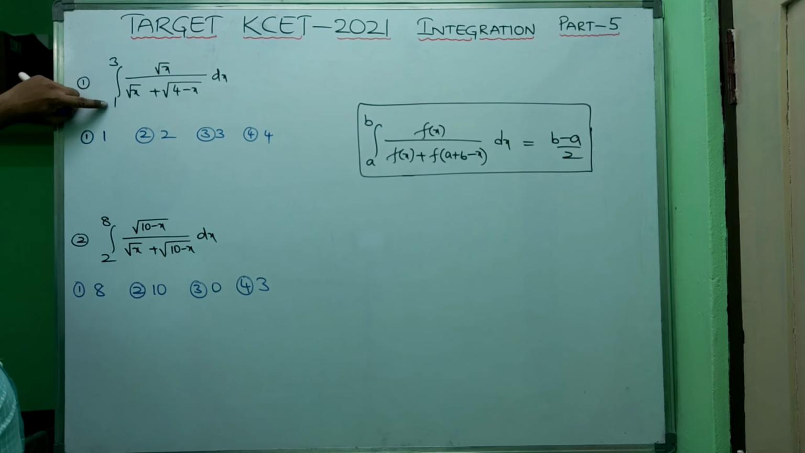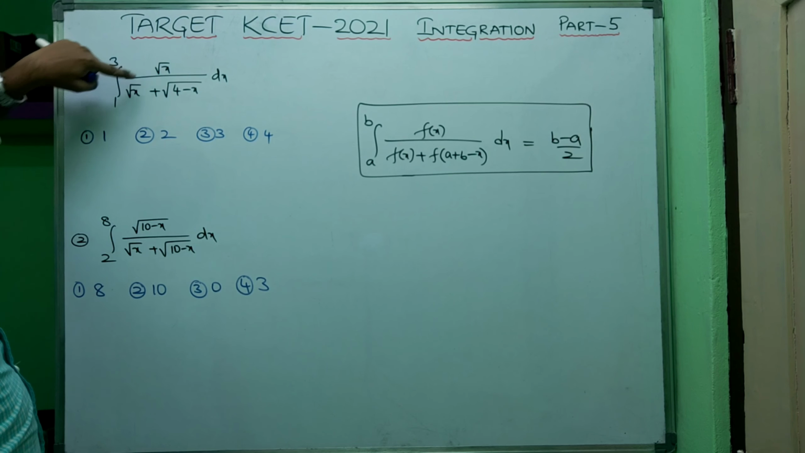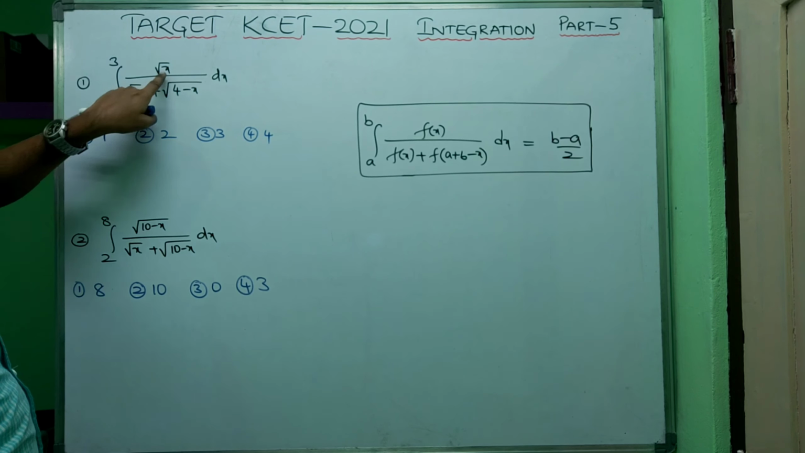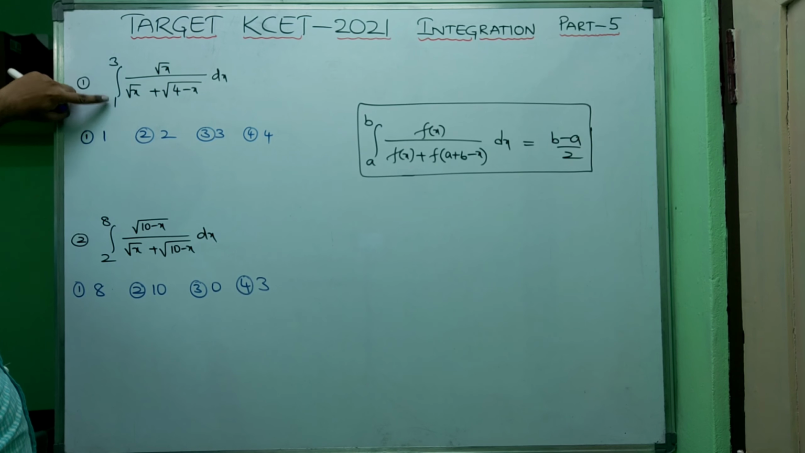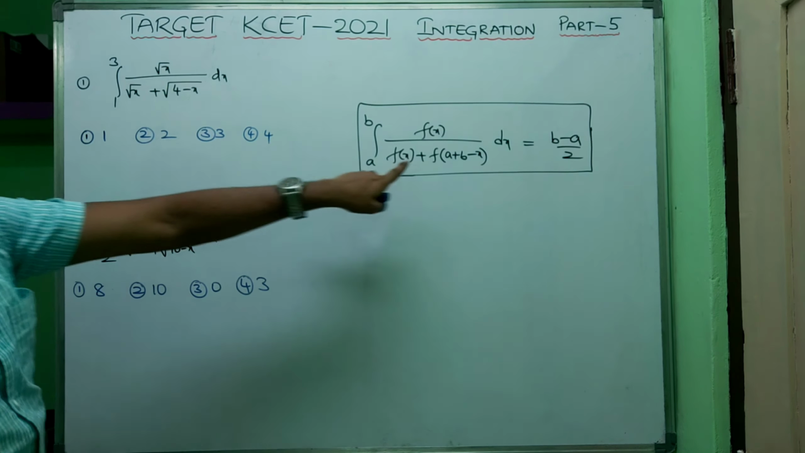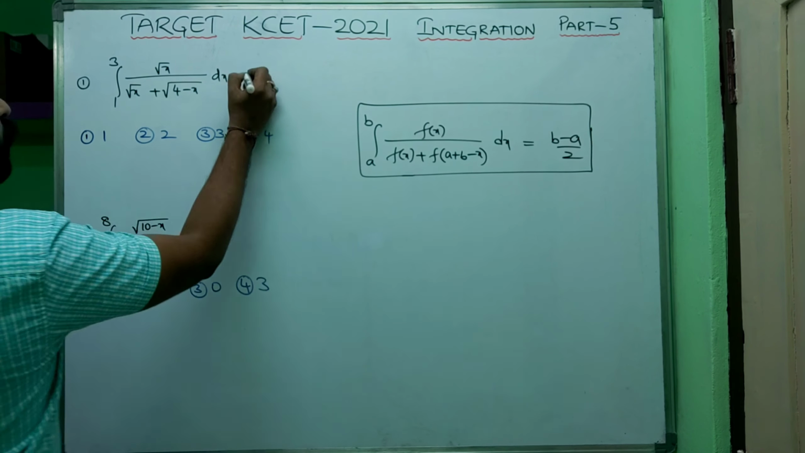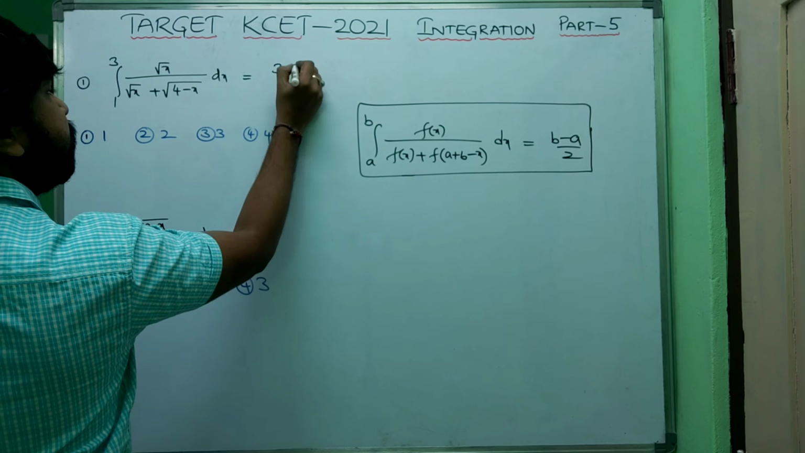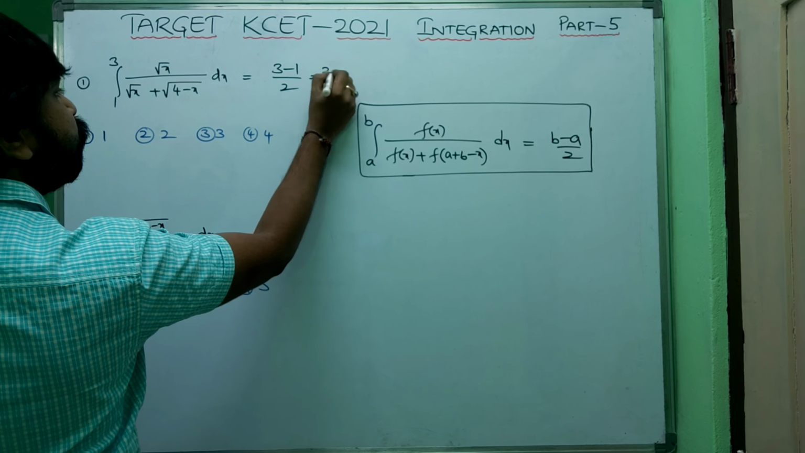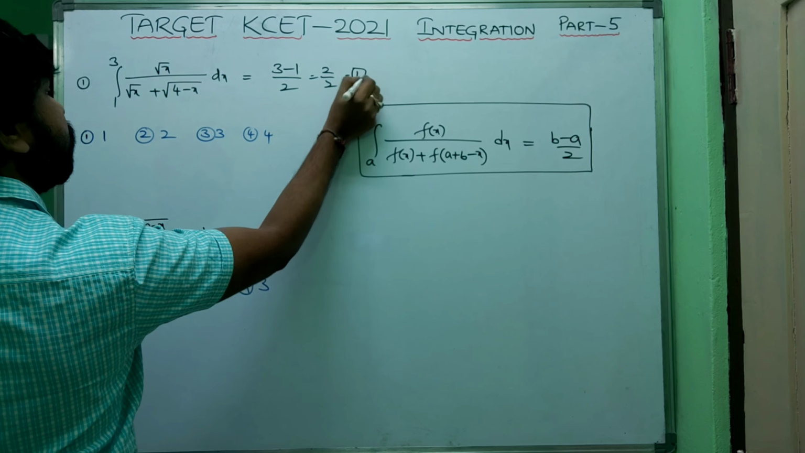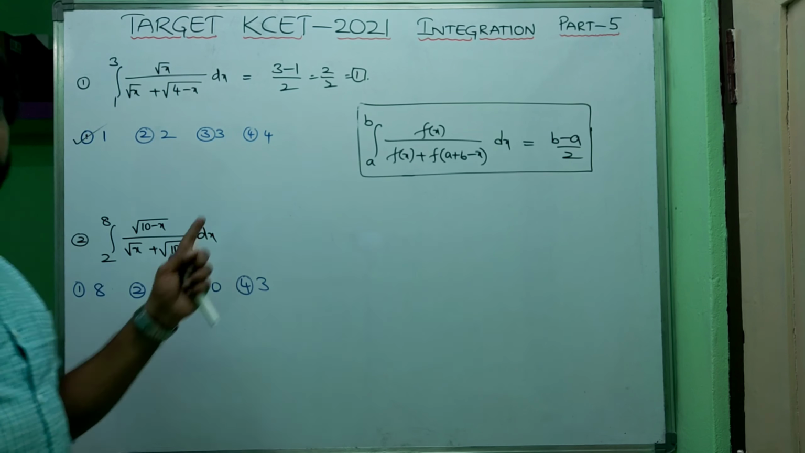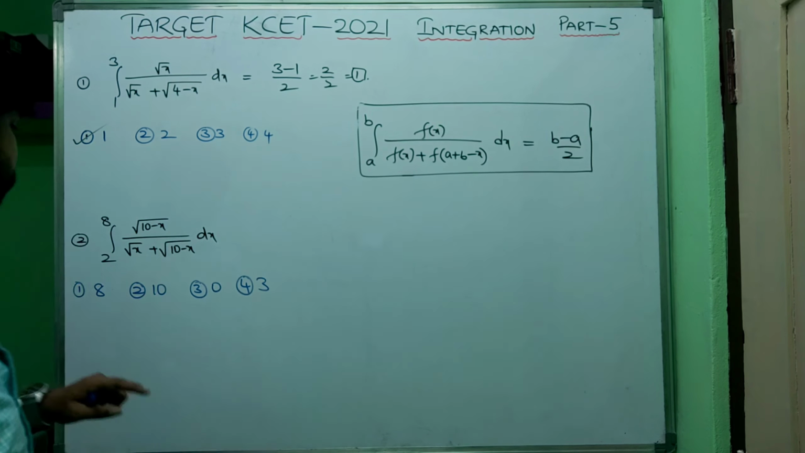If you observe the integral from 1 to 3, both terms are f of x and f of lower limit plus upper limit minus x, which is 4 minus x, dx. So you can directly write the answer b minus a by 2, that is 2 by 2, and hence the answer is 1. It takes only 2 seconds to complete this sum. So let us move to the next one.